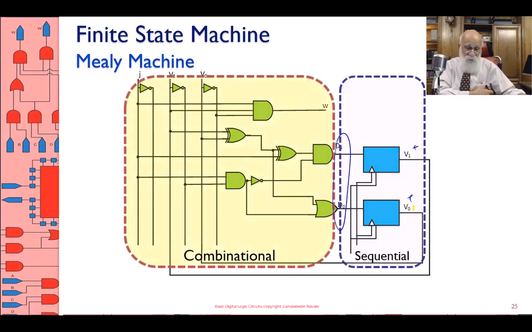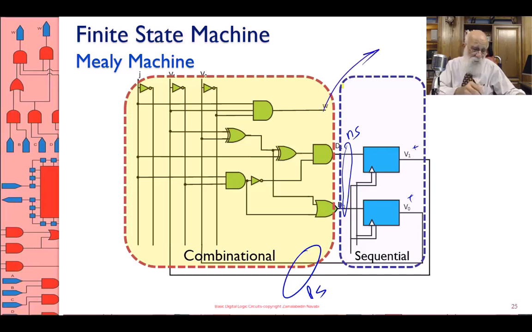Notice once again that I have a combinational block and a sequential block. The sequential block sits on the feedback path of the combinational output and input. This is my present state, and the inputs going from the combinational block to the flip-flops, that's my next state. And this is the primary output, this is the primary input, P in, P out.